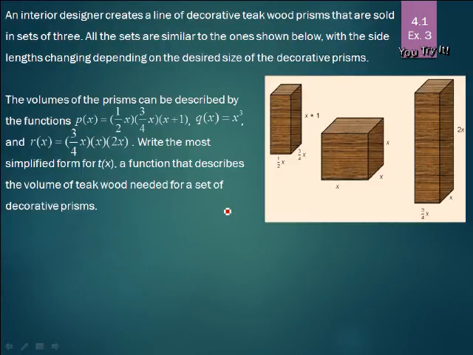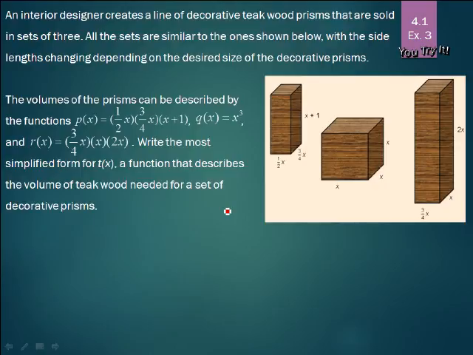An interior designer creates a line of decorative teakwood prisms that are sold in sets of 3. All the sets are similar to the ones shown below, with the side lengths changing depending on the desired size of the decorative prisms. The volumes of the prisms can be described by the functions p of x equals 1/2 x times 3/4 x times x plus 1, q of x equals x cubed, and r of x equals 3/4 x times x times 2x.